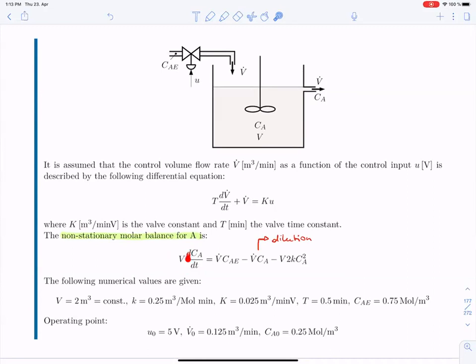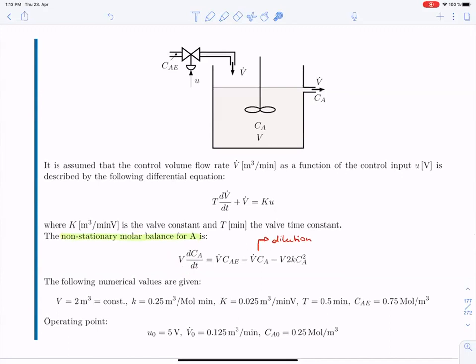So it's the change in concentration in the tank times the volume. And then we have to consider that the volume in the tank might also change. So there is V dot. Obviously, there's V dot times CAE. So this is the amount of mass that goes in through the feed flow.